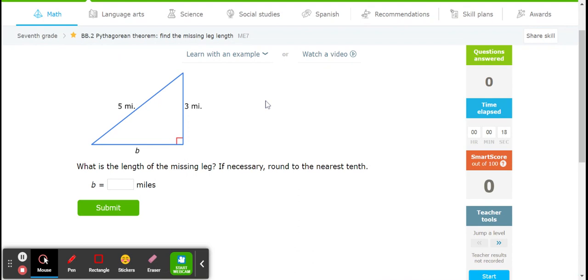We're going to do some of the second set of Pythagorean theorem questions. This is the BB.2 Pythagorean theorem. Find the missing leg length. So we're going to work this out.